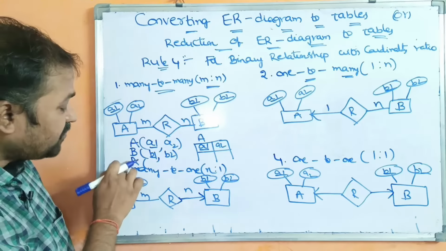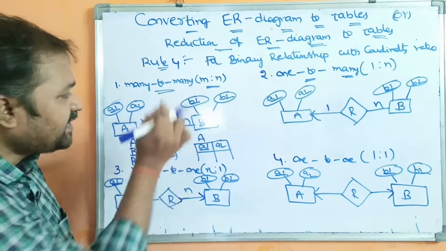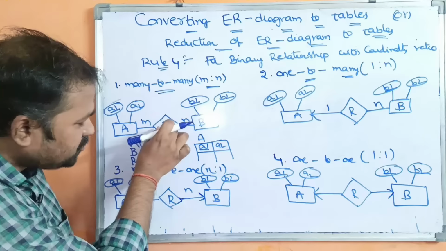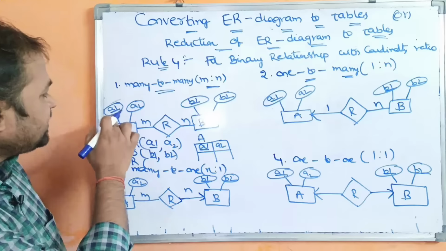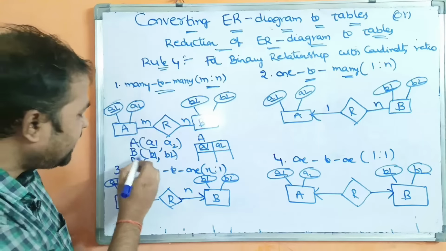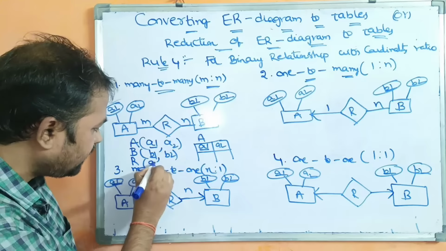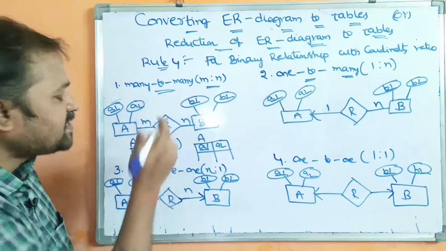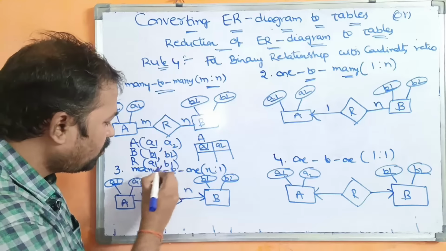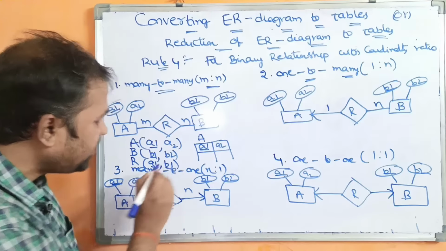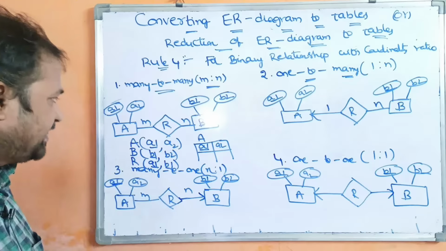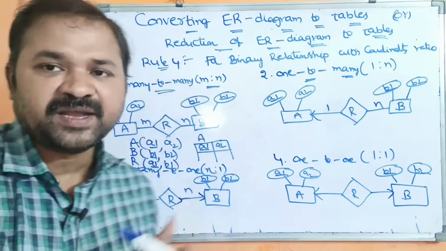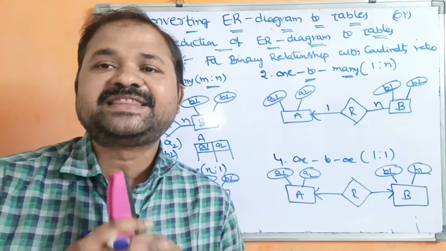The attributes of the third table are A1 and B1. Why? Because it shows the association between these two entities. In entity A, what is the primary key? A1. In entity B, what is the primary key? B1. Now A1 and B1 will become the foreign keys of this relation. So if we have a many to many relationship, then we require three tables.